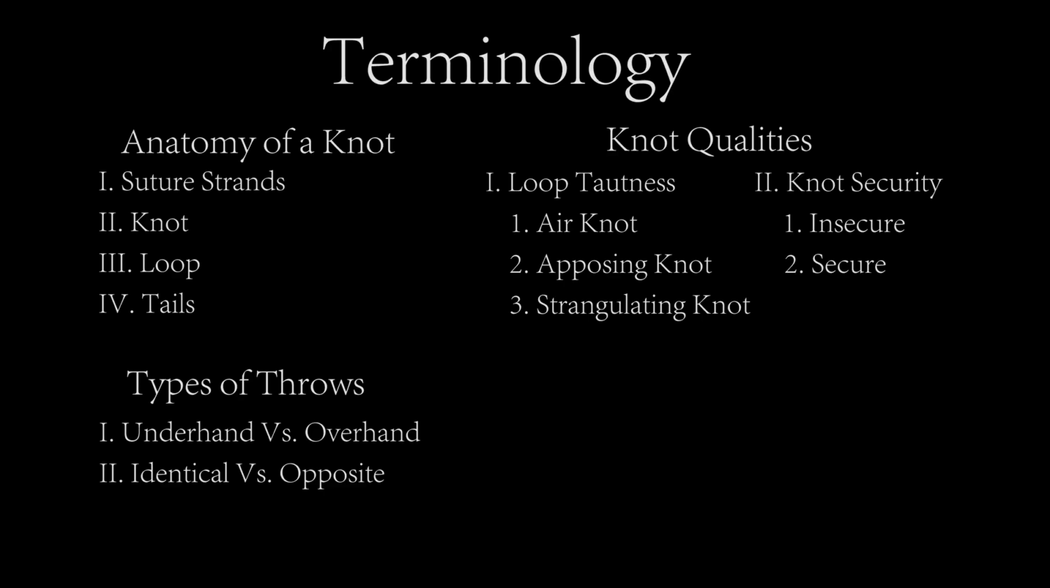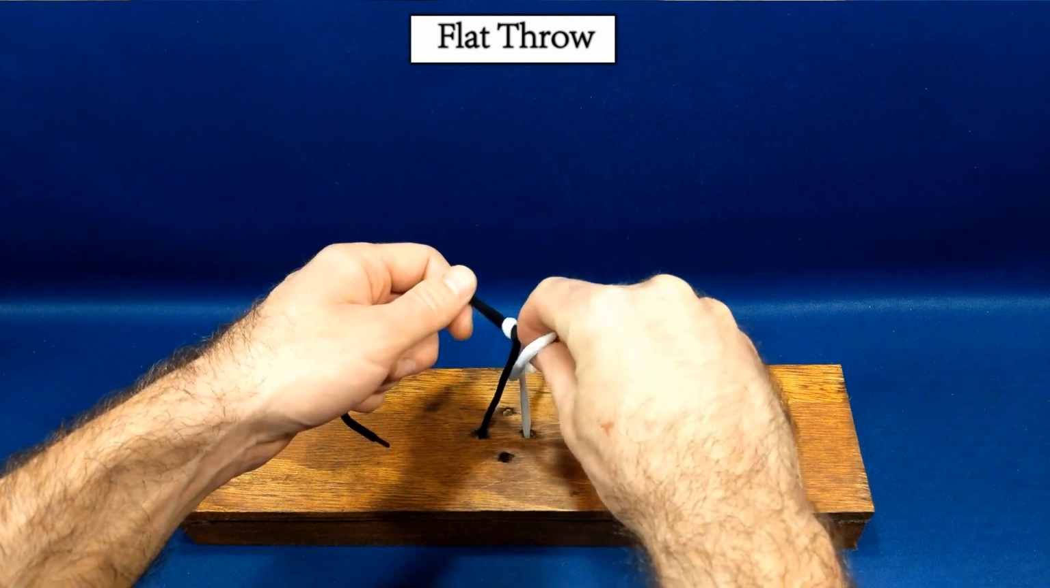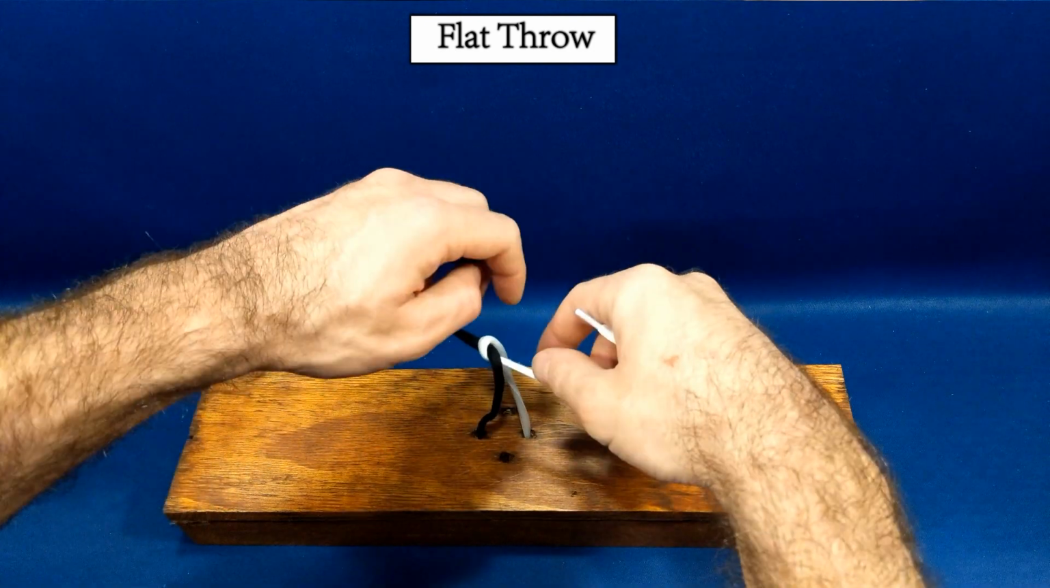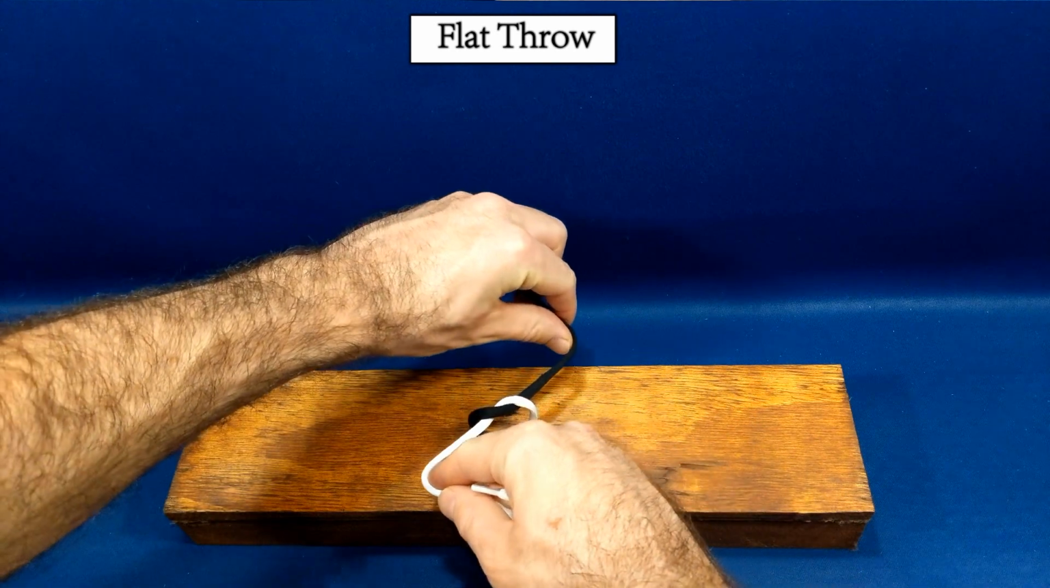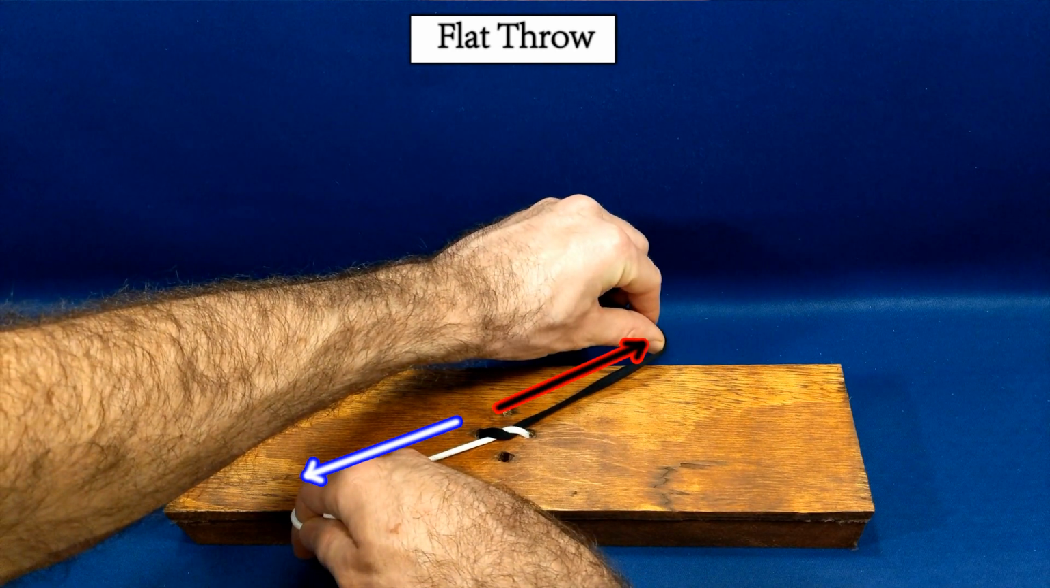Next, we will describe how the method of tightening can produce two different types of throws. These are flat throws and half-hitch throws. Shown here is the performance of a flat throw. An overhand throw is performed and tightened in such a manner that equal and opposite forces are applied to the suture strands, with the direction of both of these forces being parallel to the surface of the wooden board, highlighted in green.